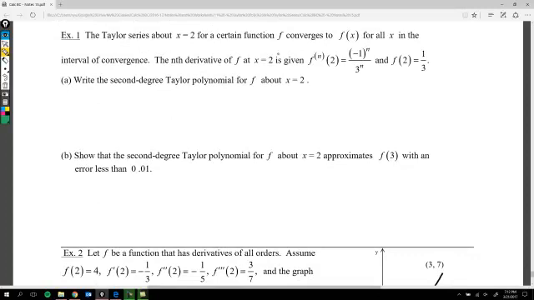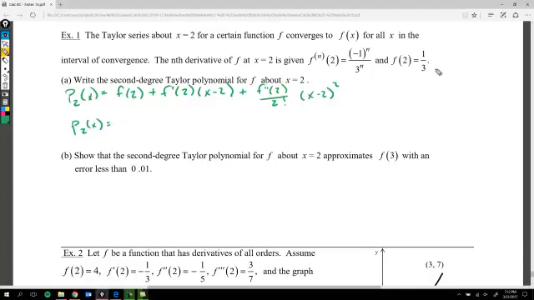We have a Taylor series about 2, and it's convergent in my interval, obviously. The nth derivative is given here, and they want me to write a second degree Taylor polynomial. I'm writing p sub 2, so my constant: I need to know what f of 2 is, then f prime of 2, and then f double prime of 2. This is my basic formula for a second degree Taylor polynomial. Let's just plug in what we know.